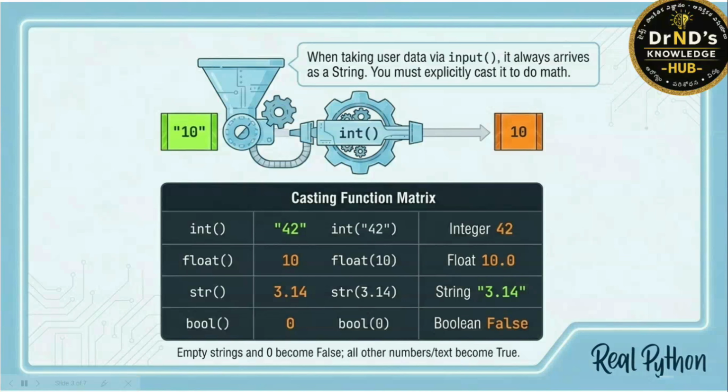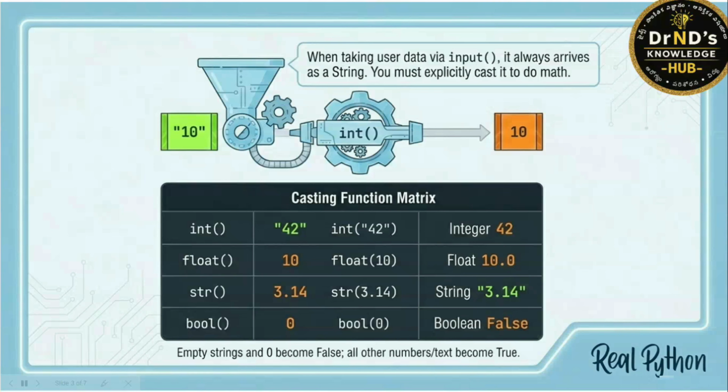To convert it into a number, we use the int() function. This converts the text "10" into the integer 10, so it can be read as an integer. Now we can perform calculations without any problem. Python provides four commonly used casting functions. int(), which converts a value into an integer.